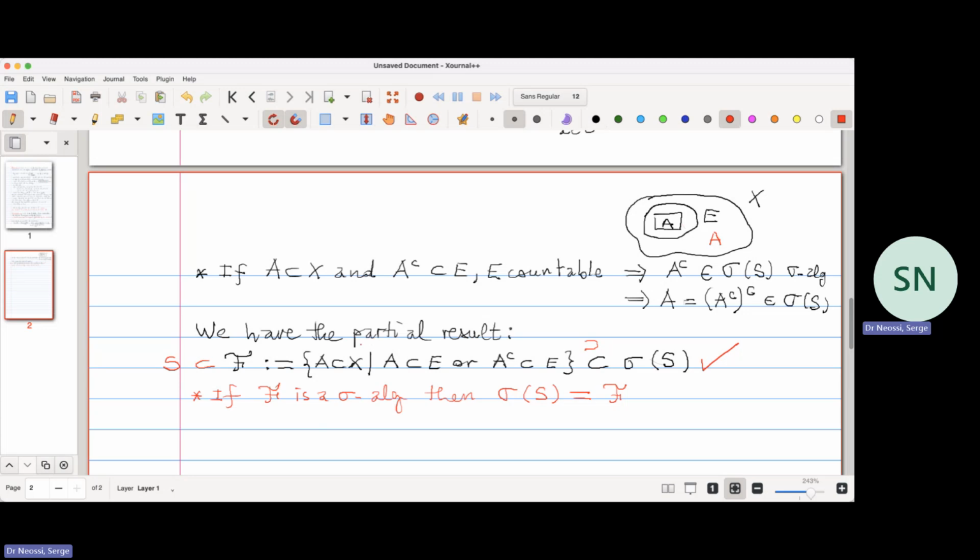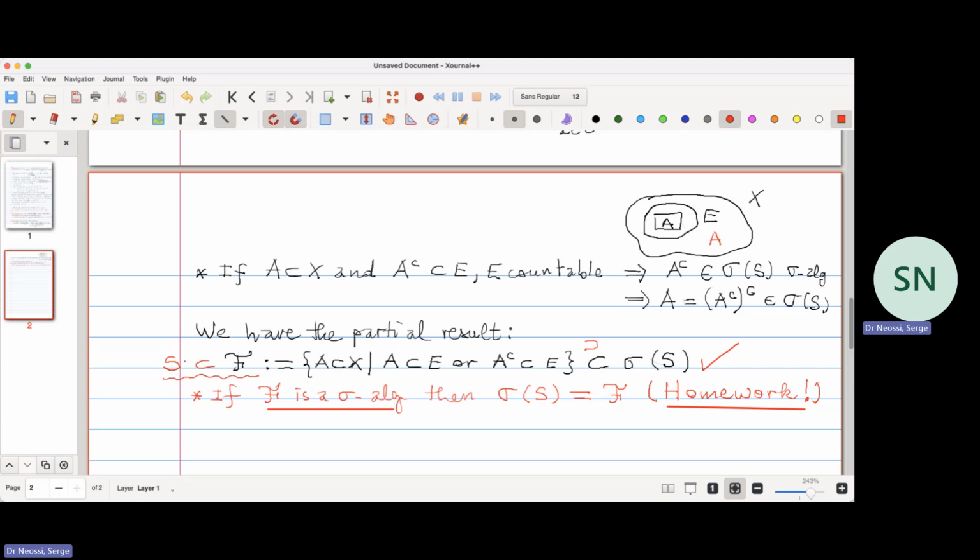So let's prove this one, what I've just written here, before proving that it's a sigma algebra. Actually, this one, I'll ask you to do this as a homework. That is to show that F is a sigma algebra. So that's the homework. Show this. So the homework is this one. Show that F is a sigma algebra.